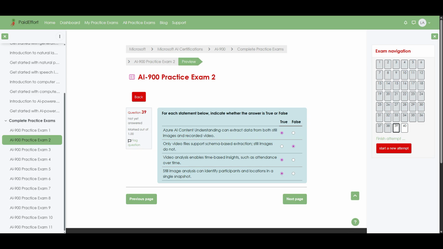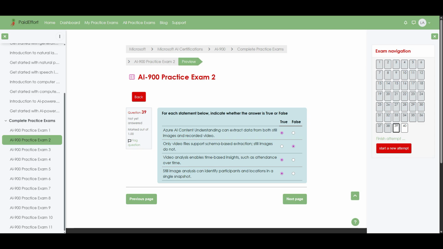First, it is true that Azure AI Content Understanding can work with both still images and recorded video. This versatility enables organizations to analyze documents, forms, and other content captured in different media formats. However, the second statement is false. Schema-based extraction is not limited to video files. It can also be applied to still images. So saying that only video supports it is incorrect.